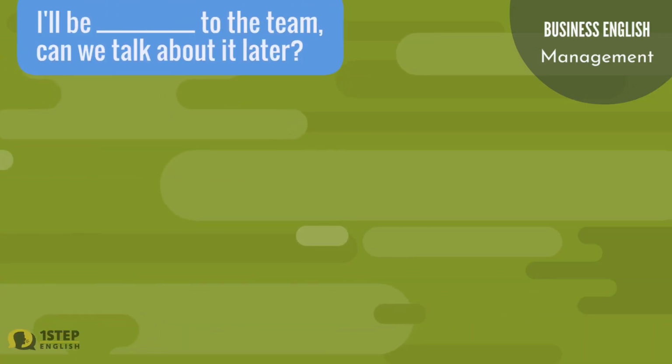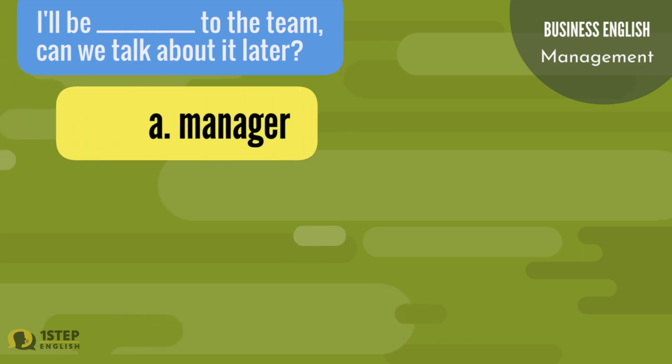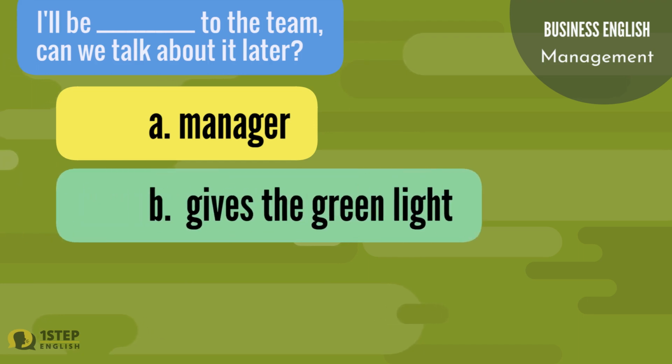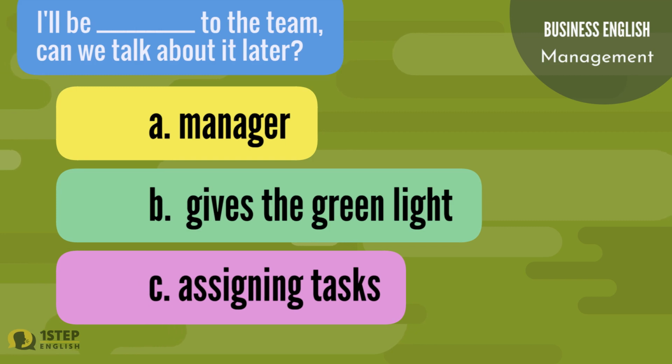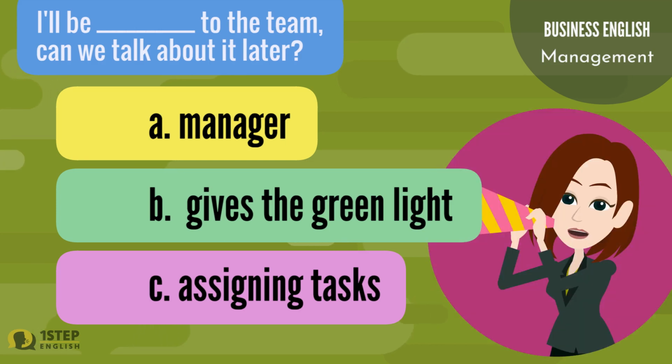I'll be blank to the team, can we talk about it later? Letter A. Manager. Letter B. Gives the green light. Letter C. Assigning tasks. The correct answer is letter C. Assigning tasks. I'll be assigning tasks to the team, can we talk about it later?